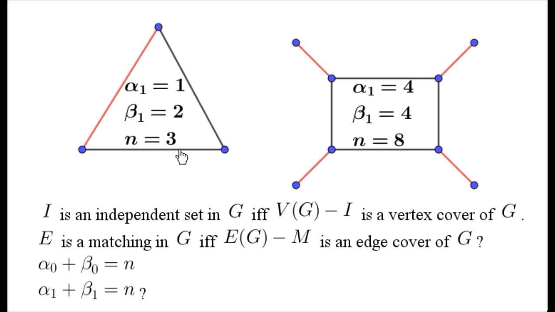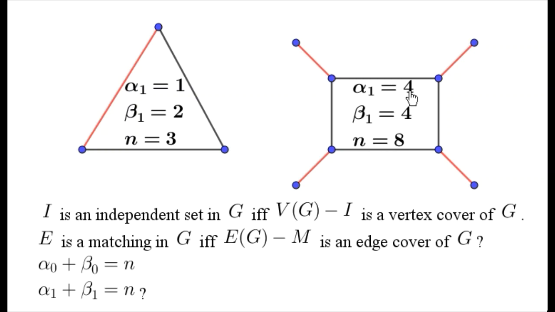Now I want to cover 3 vertices. In order to cover 3 vertices, at least 2 edges are required. So if I select these 2 black edges, then ultimately all the 3 vertices will be covered. So I can say the value of beta 1 is 2. Now let me take this particular example.